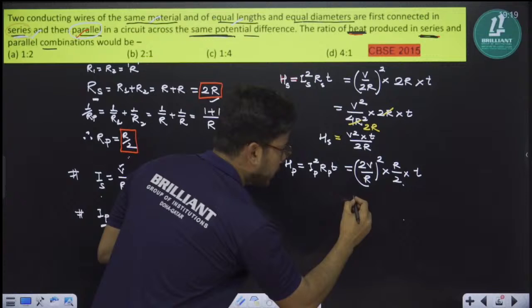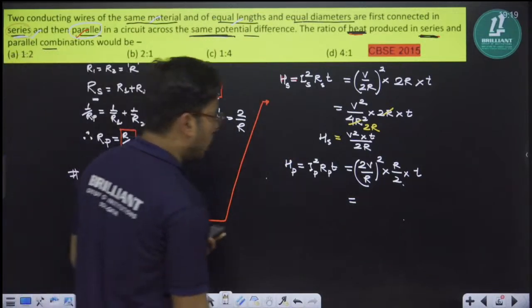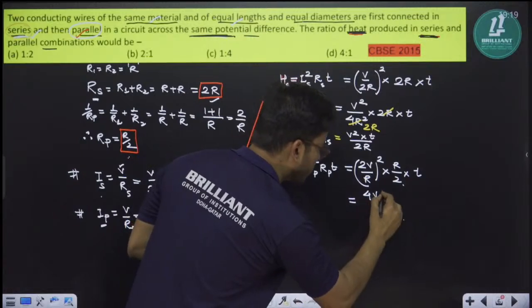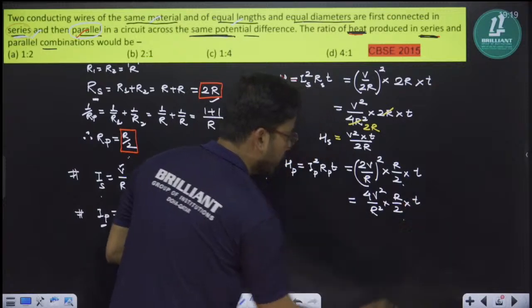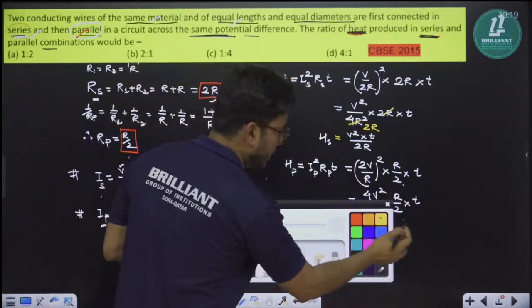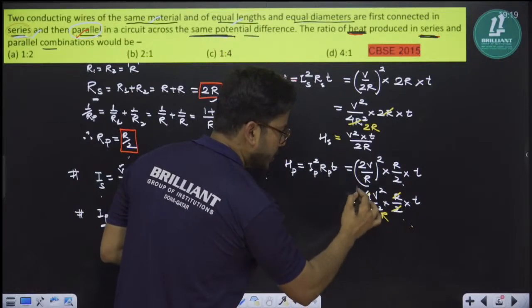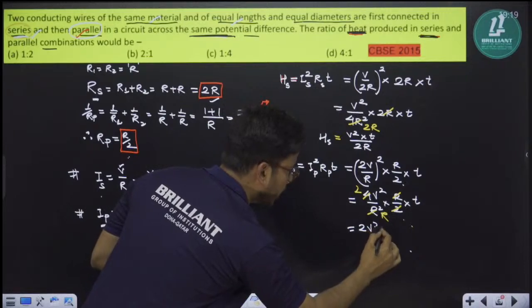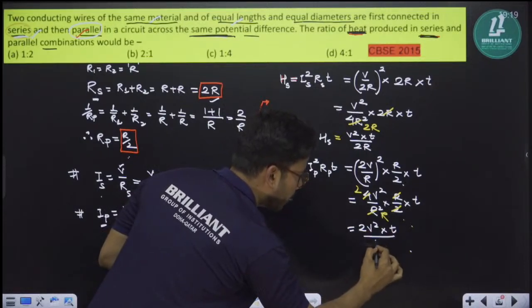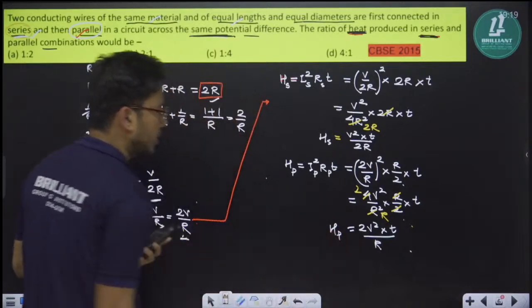All right, next you will start solving it. So what you will do next, you will take 4V square divided by R square into R divided by 2 into T, right? Clearly, I will start cancelling it. So when I do so, R got cancelled, and you have 1 R. 2 got cancelled. There you go. What is your answer? You will tell, sir, 2V square into T divided by R is what is left over. Heat in parallel.